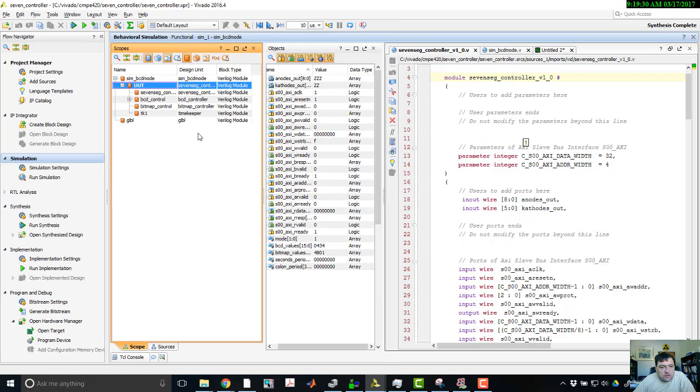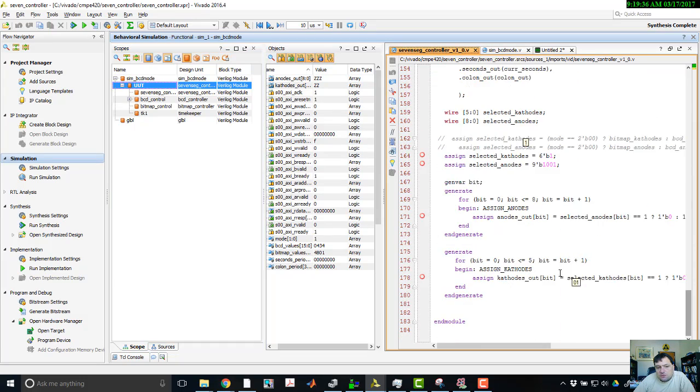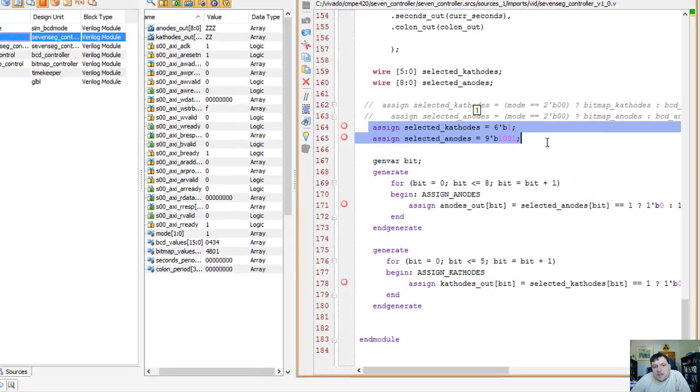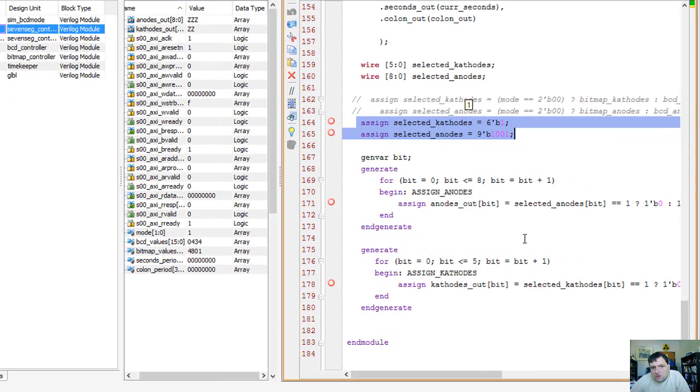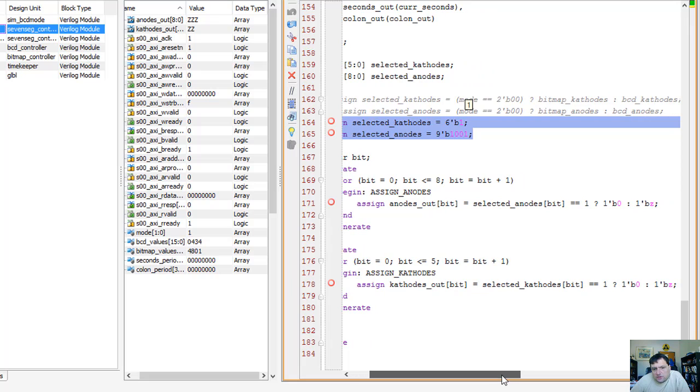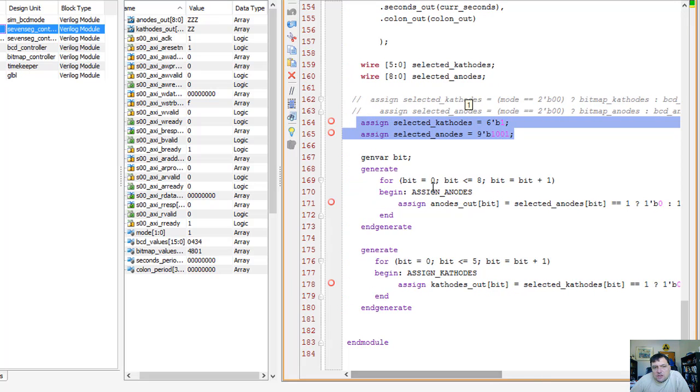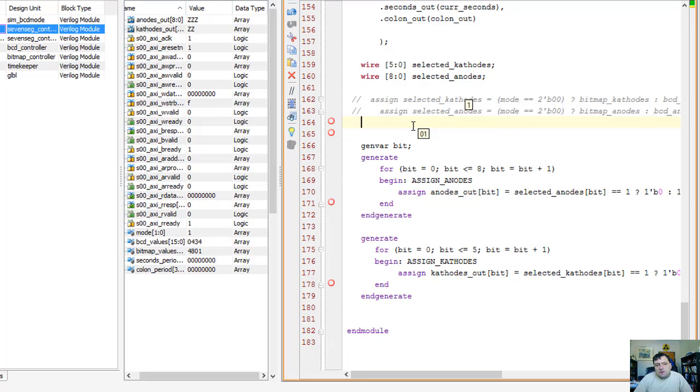So if I take a look back at my unit under test now, we can scan around here and look for any places where the anodes out would be anything other than Z's. Well, we can see here part of the problem is the selected cathodes and selected anodes has been hard-coded to the wrong values. I wonder why that would have happened. Jeez. So what we can do is get rid of that and put the right code back in.